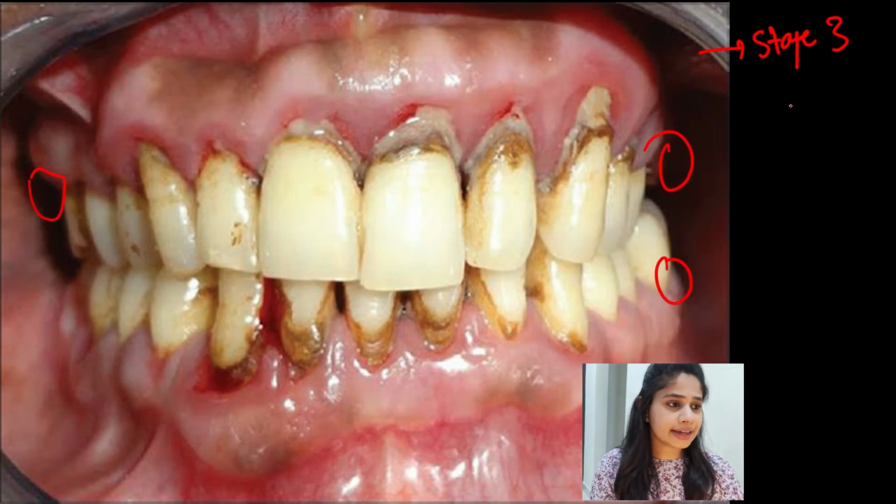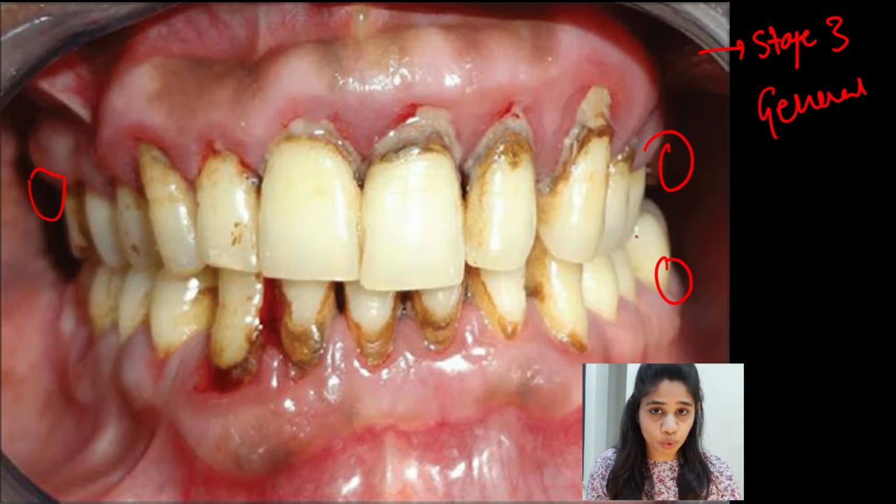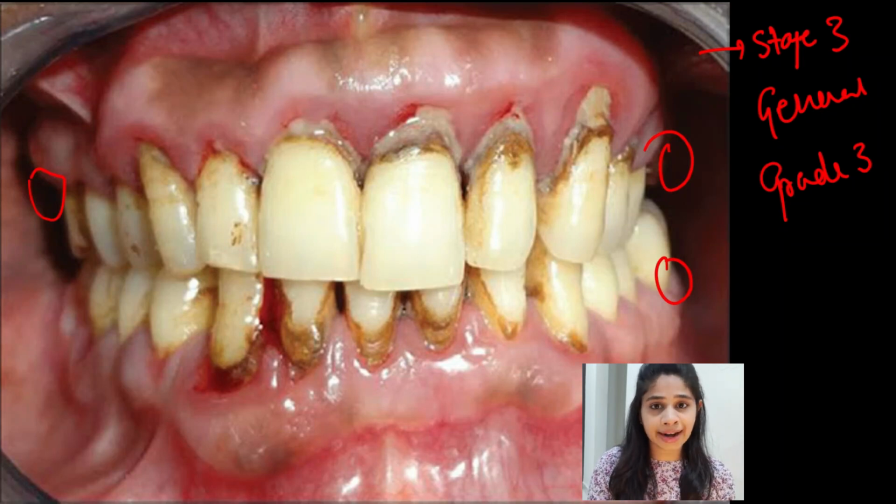Coming on to the extent, it is a generalized case. Let's say that this patient is a smoker and a heavy smoker. So they fall into the grade 3 or the rapid progressors. So in this particular fashion, we have to stage, grade and evaluate the extent of the disease.